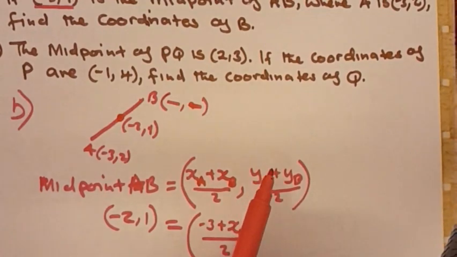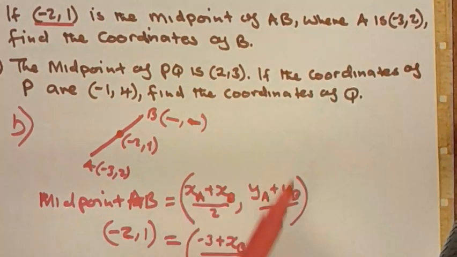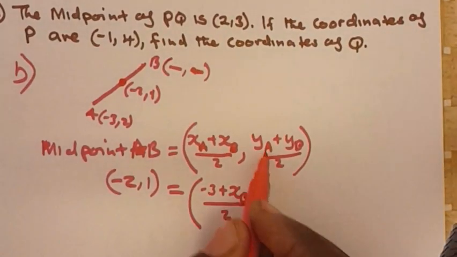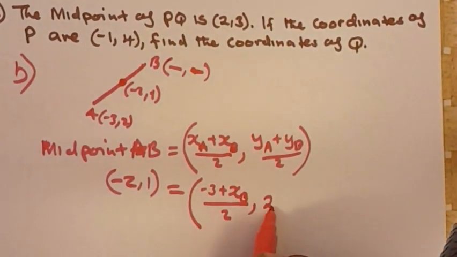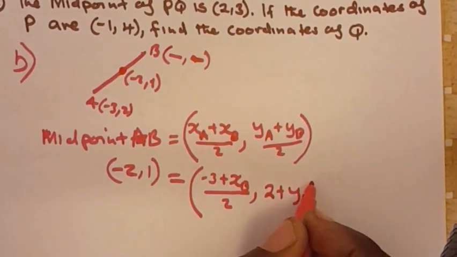the Y coordinate in A is 2. So we're going to say where there is YA, we're going to put 2 plus Y in B, which is the one that you're looking for. Then divide by 2.